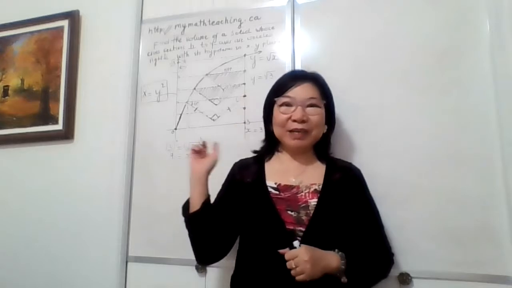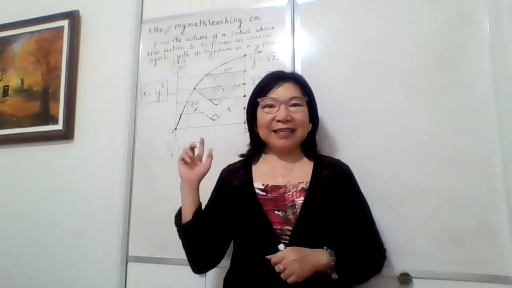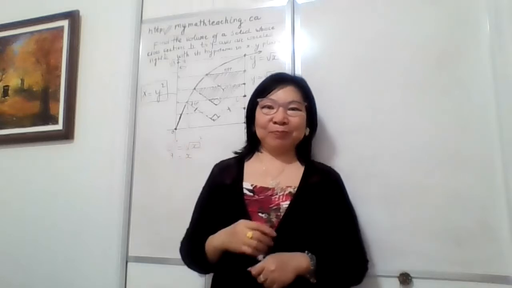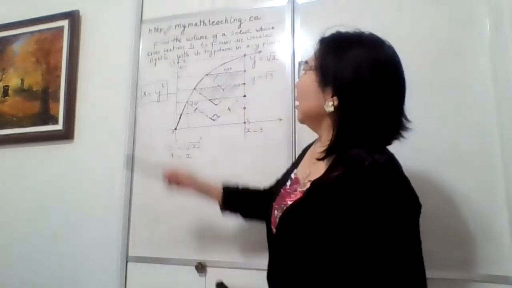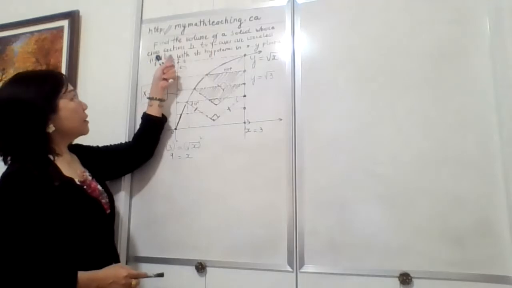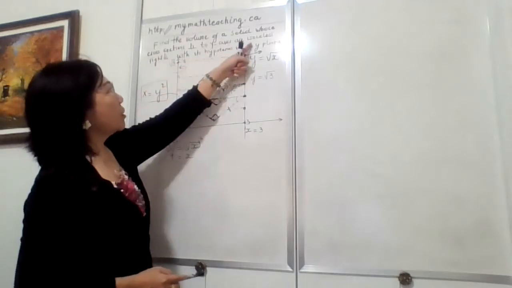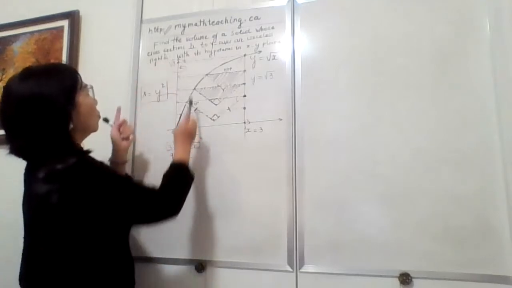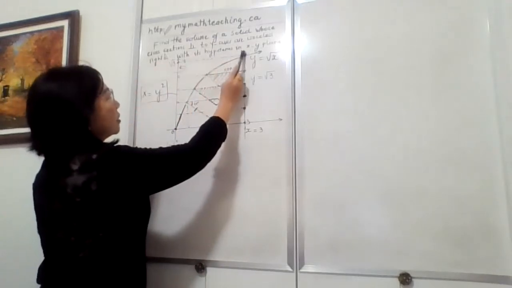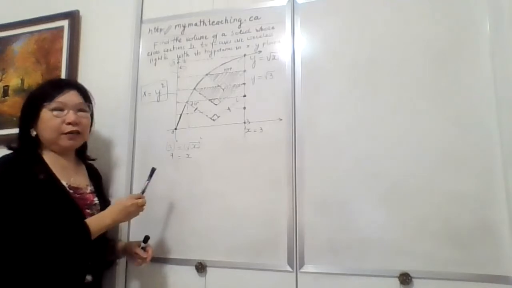Anyway, let me read the question out loud to you and see how we can solve this problem. Find the volume of a solid whose cross-sections perpendicular to the y-axis are isosceles right triangles with its hypotenuse in the xy plane. So on the board, I show you the diagram.